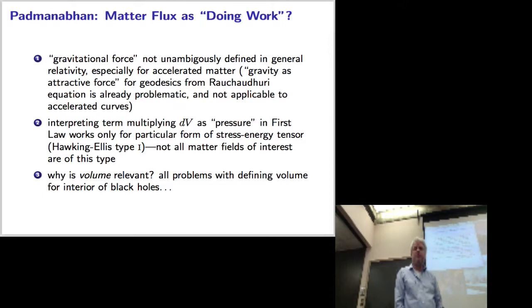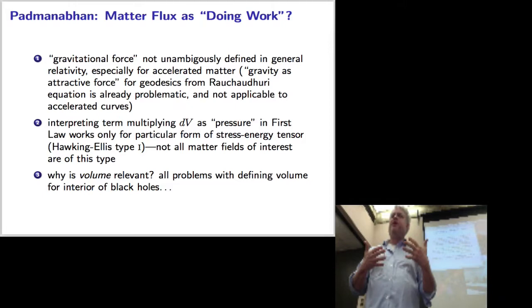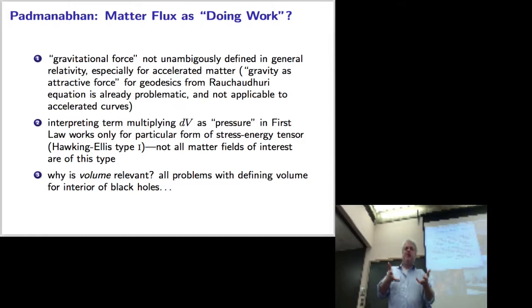And it's not clear to me why volume is relevant at all. What does one even mean by spatial physical volume here? If you just think about all the well-known problems involved in trying to define the volume of the interior of a black hole, I mean, you can slap an entire FRW space-time inside a Schwarzschild black hole, perfectly consistent.